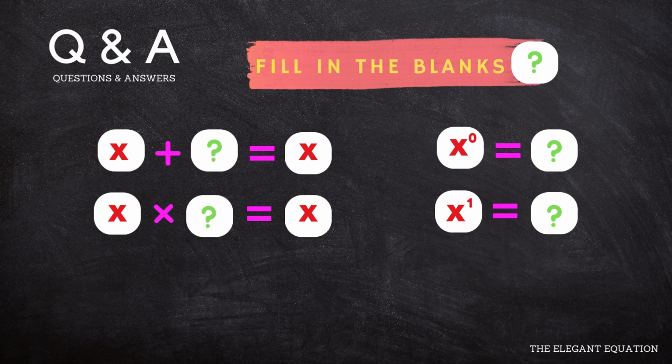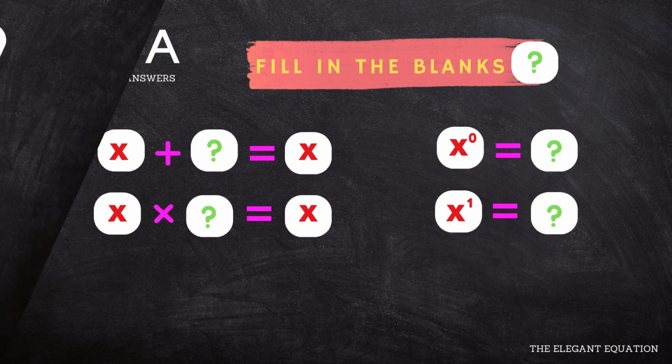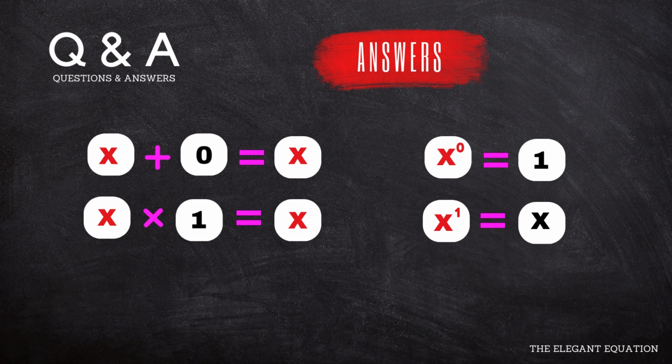The Q&A portion. Fill in the blanks. x plus blank equals x, x times blank equals x, x raised to 0 equals blank, and x raised to 1 equals blank. And the answers are: x plus 0 equals x, x times 1 equals x, x raised to 0 equals 1, and x raised to 1 equals x.